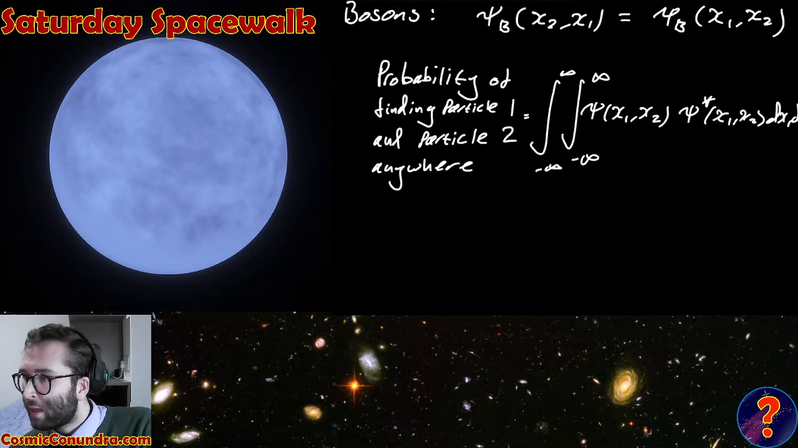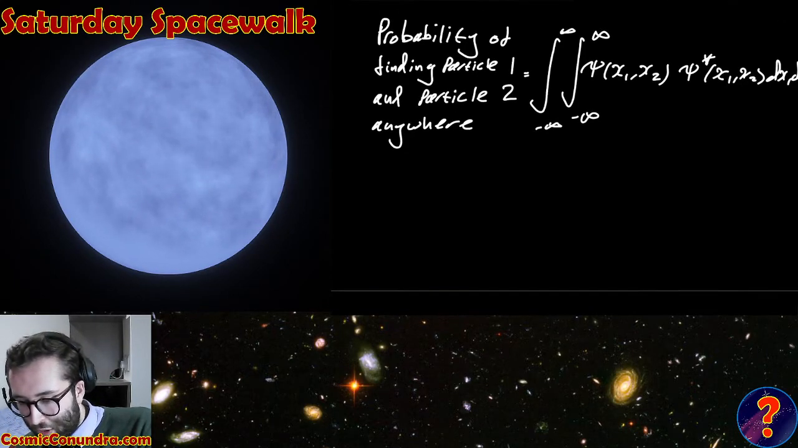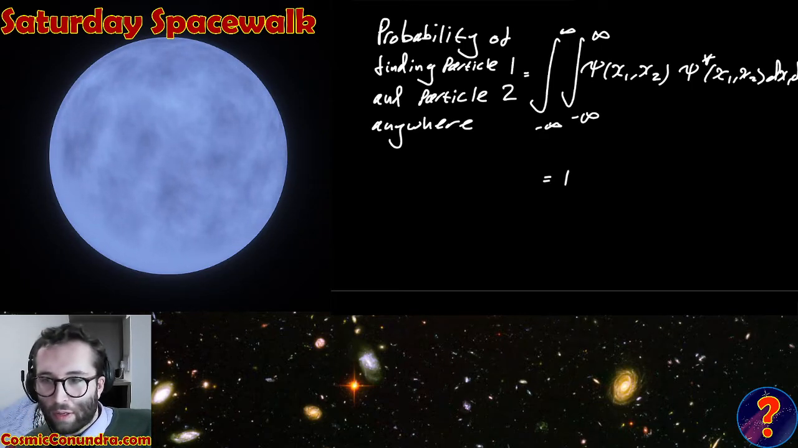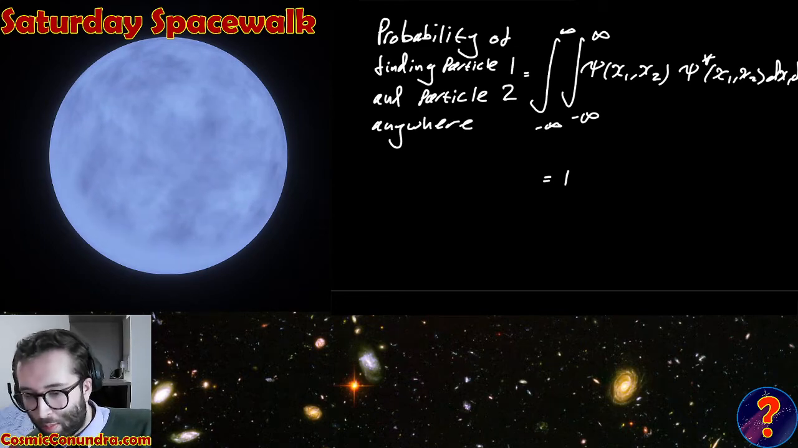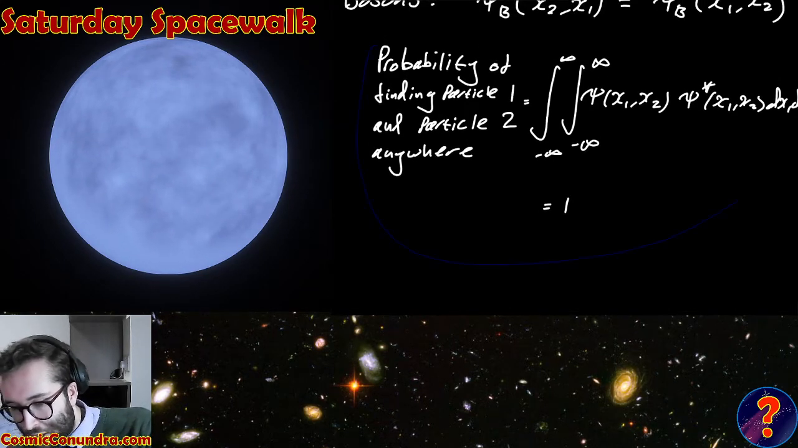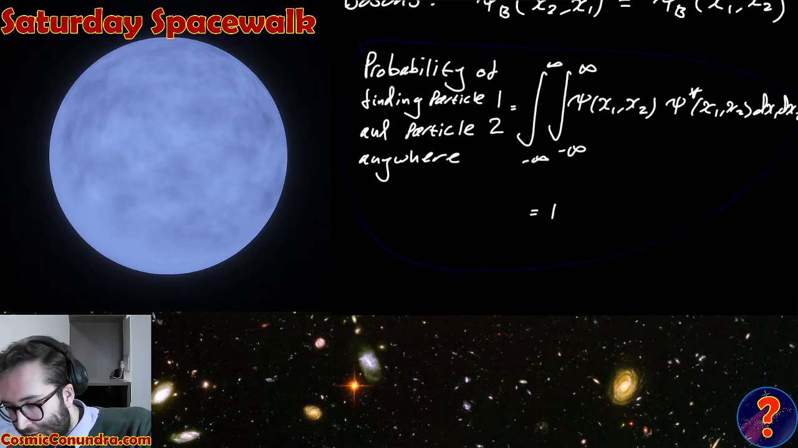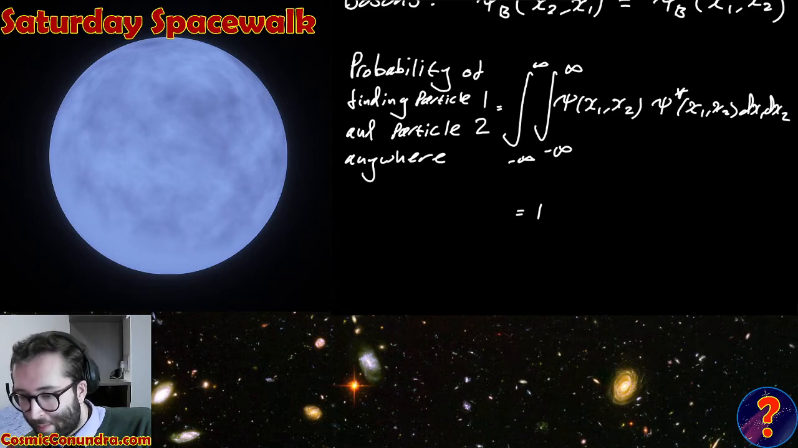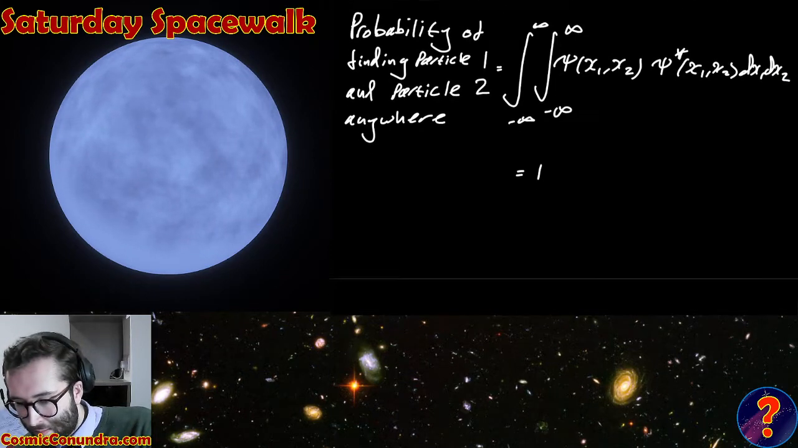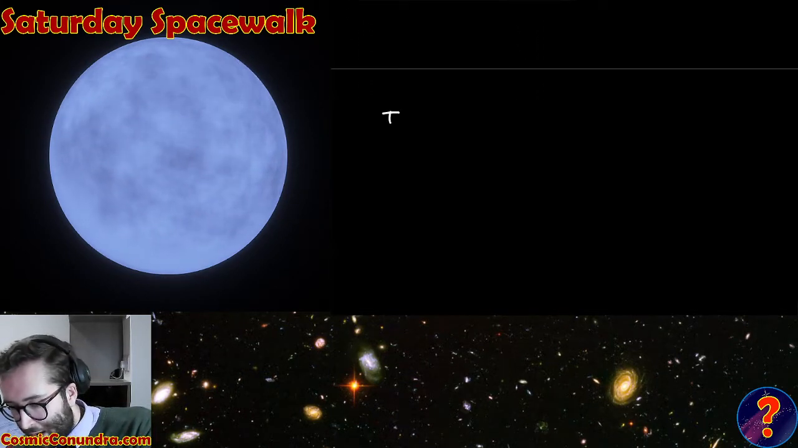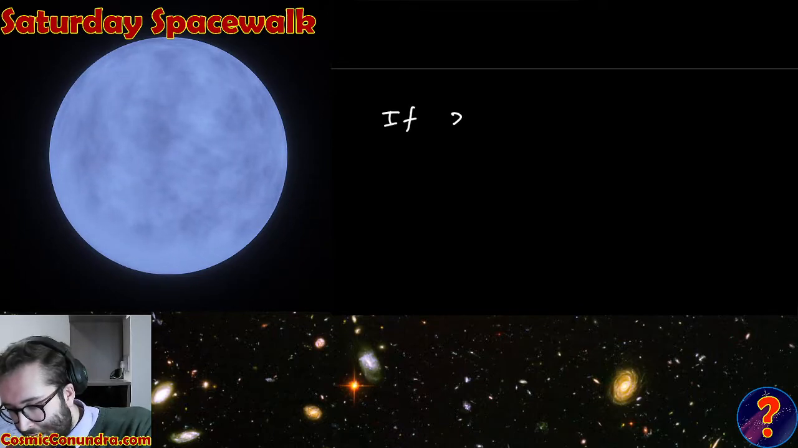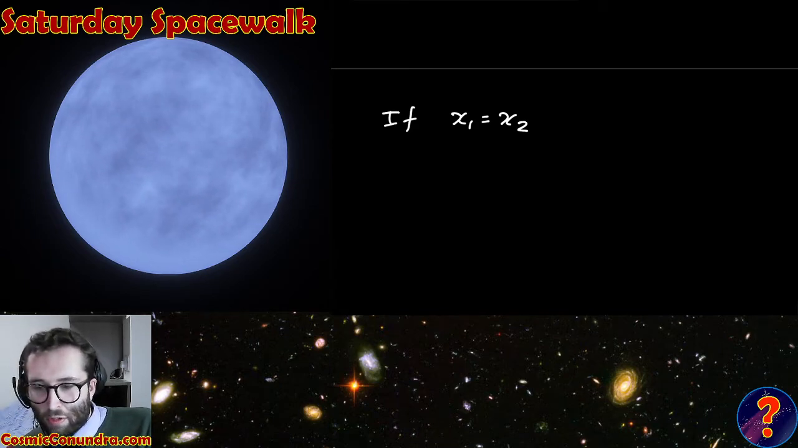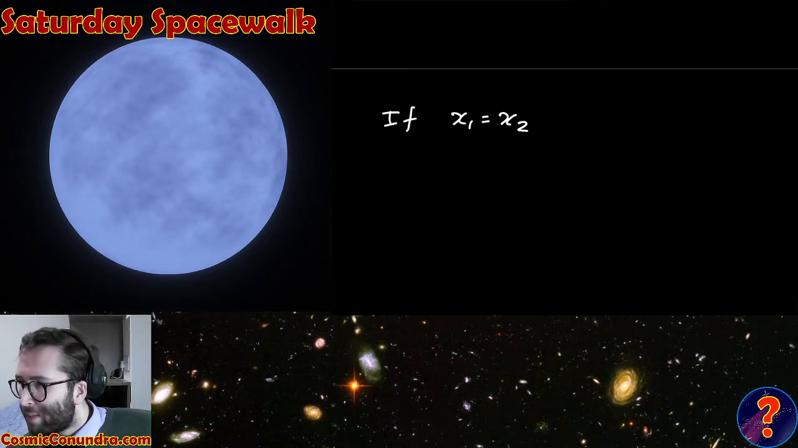Okay. And in theory, this thing should be 1, because you've got to find the particles somewhere. They can't not be anywhere, so the probability of finding them in any region of space, which is why we've gone from minus infinity to infinity, should always be 1, because they should exist somewhere. Okay. So what if we set x1 equal to x2? We think about measuring both of these particles at the same position in space.